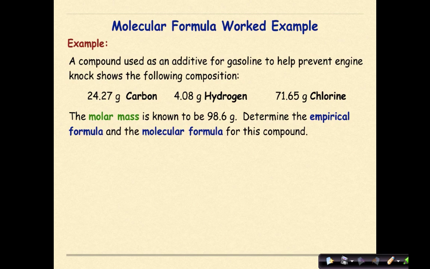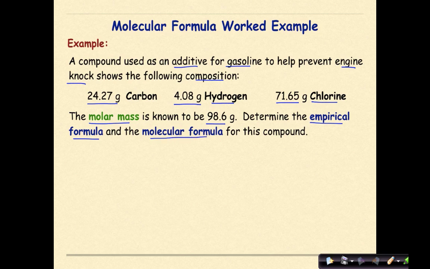The first example that we're going to do is a hardcore example, and this is definitely for my students, where you need to find the empirical formula first and then the molecular formula. A compound used as an additive for gasoline to help prevent engine knock shows the following composition: 24.27 grams of carbon, 4.08 grams of hydrogen, and 71.65 grams of chlorine. The molar mass is known to be 98.6 grams. Determine the empirical formula first, and then the molecular formula of this compound.